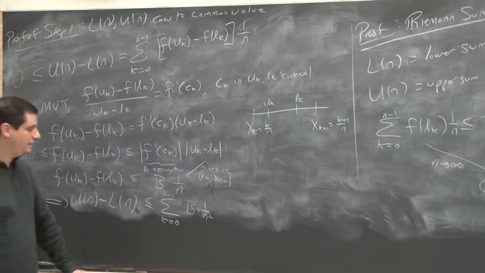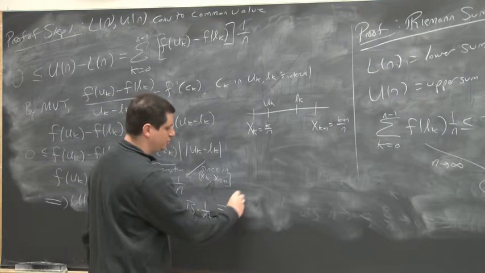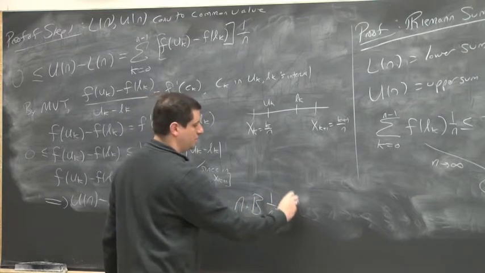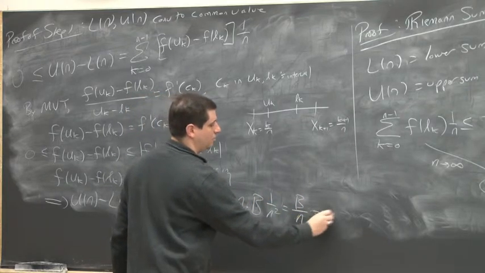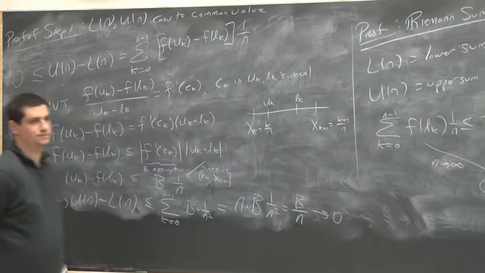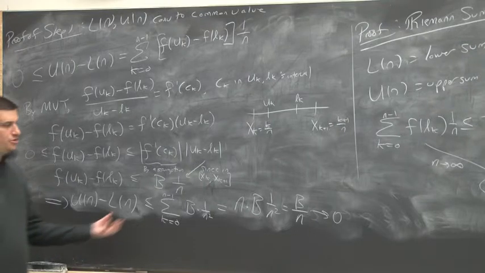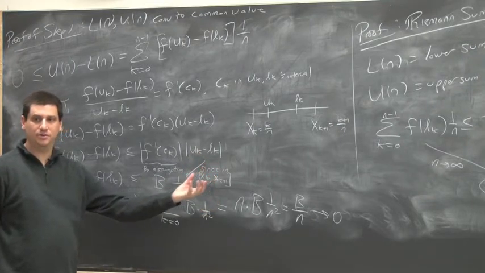How many terms do I have? I have n of them, so this sum is just n times b times 1 over n squared, which is just b over n, and that goes to 0. So we've shown the difference between the upper and the lower sums tends to 0. Okay? Any questions about this? So we use the mean value theorem.